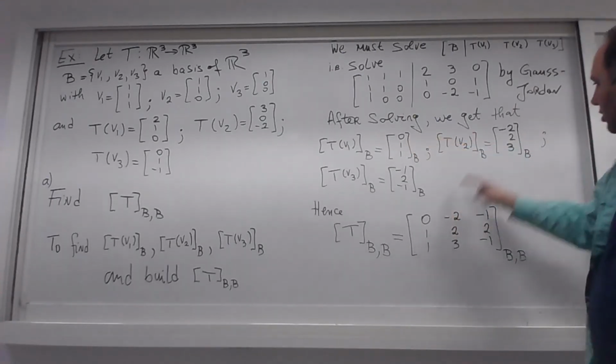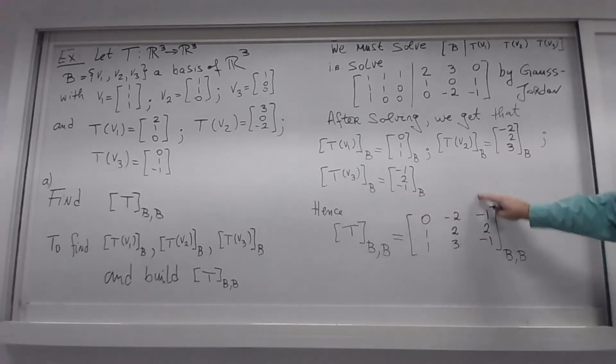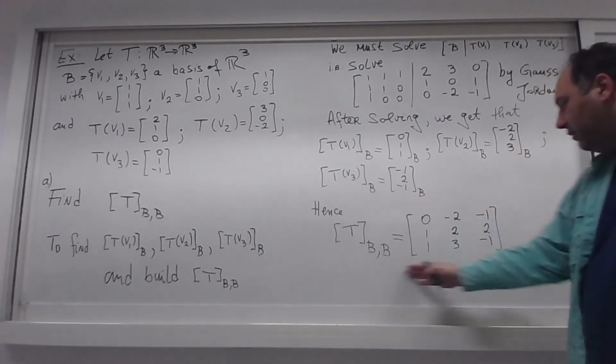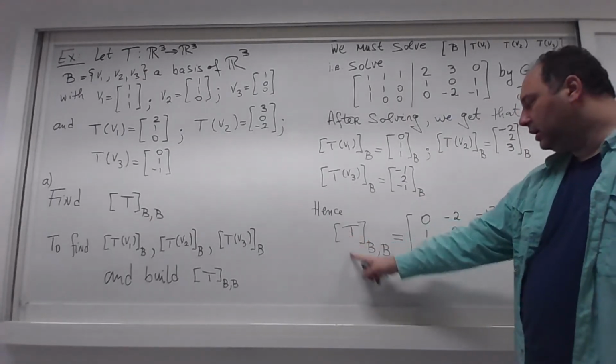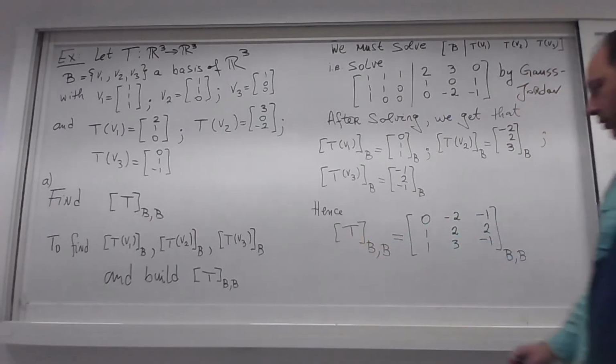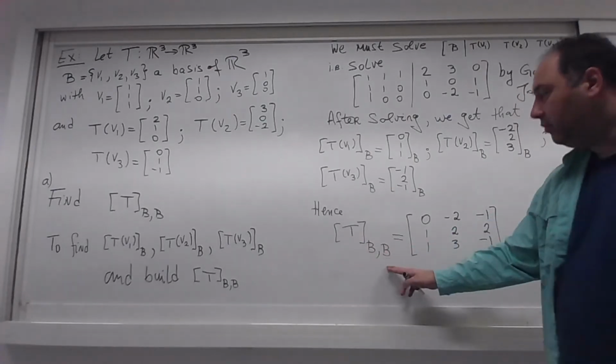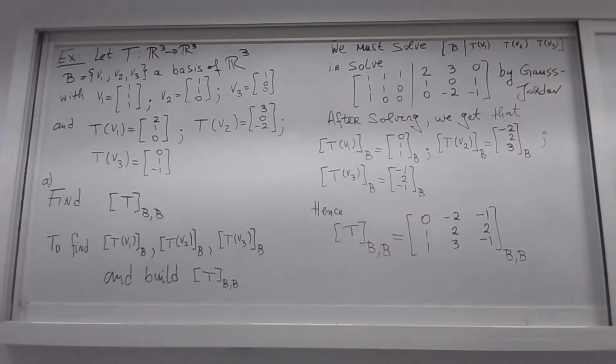So first one in the first column, second one in the second column, third one in the third column. So now we have the representation matrix of linear transformation T relative to the basis B. Okay? So B for input, B for output, this is a linear operator. So we still don't know what the linear transformation is, and we don't need to. But we know what the representation matrix relative to the basis B is. Okay, cool. Job done.